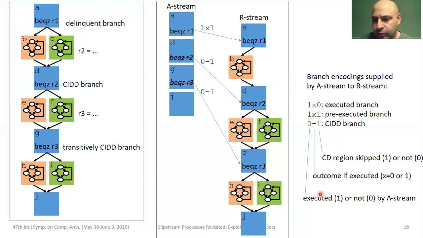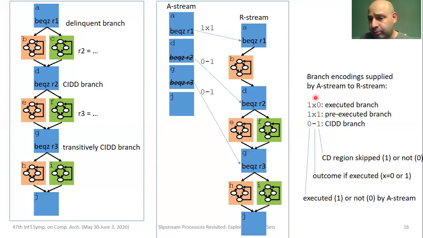The first bit is whether or not the branch was executed by the A stream. The second bit indicates the outcome if that branch was executed, and the X here refers to whether it was taken or not taken. And then the third bit indicates whether the control dependent region of the branch was skipped or not. With these 3 pieces of information, the R stream knows how to handle its own situation. So the first branch is encoded.